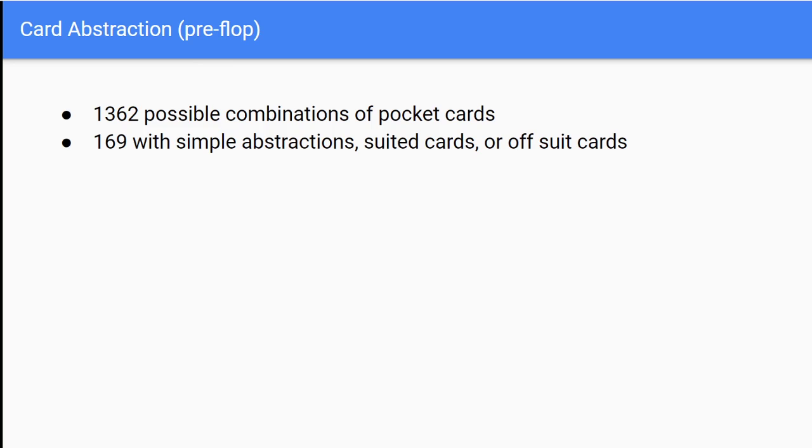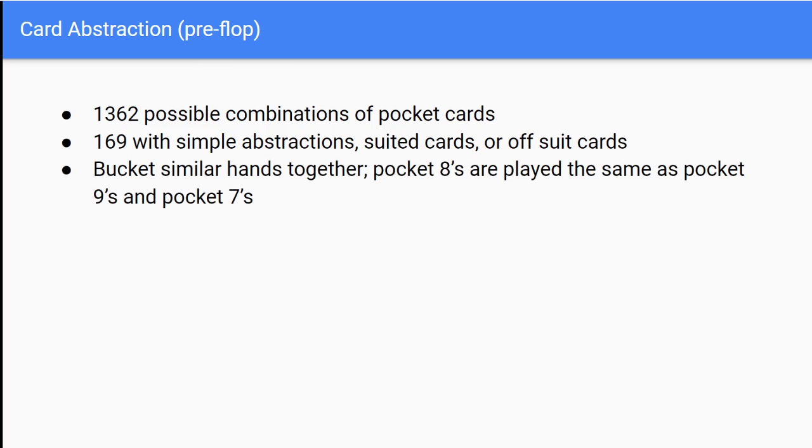So that's a very simple abstraction, but we can go one step further by bucketing similar hands together. So this will be something like if we have pocket 8s, we're going to put them in the same group as pocket 9s and pocket 7s. So kind of mid-level pairs we're going to put the same way.